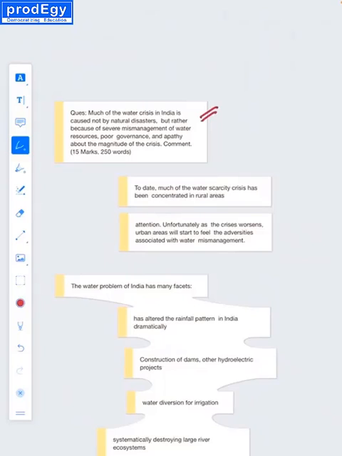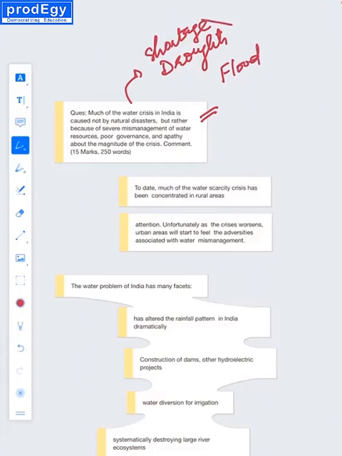Now, next question is, much of the water crisis in India is caused not by natural disasters, but rather because of severe mismanagement of water resource, poor governance and apathy about magnitude of water crisis. When we are talking about water crisis, it can be shortage, droughts and flood.